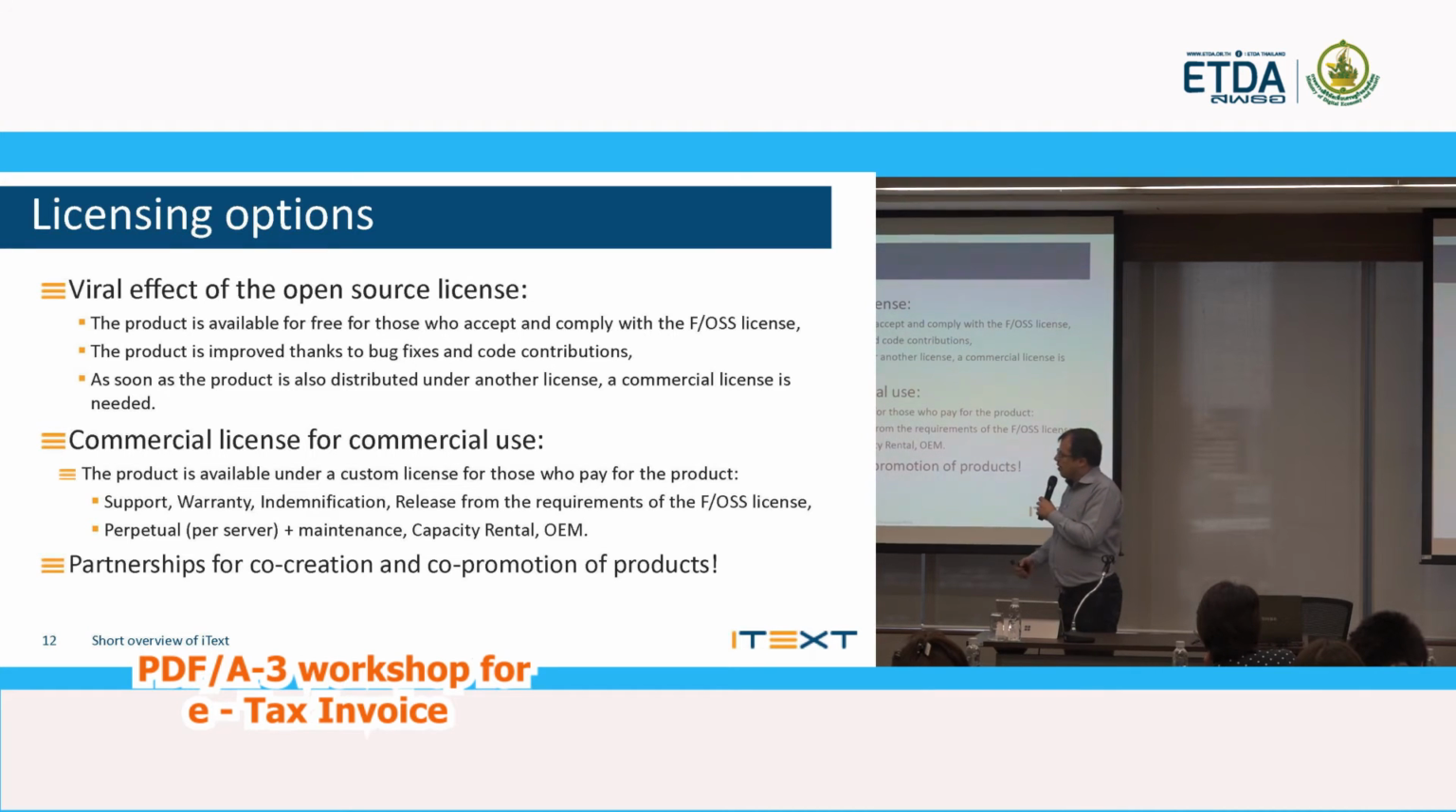And then we also have OEM. If you build your own application and you distribute that application to your customers, then for every application that you sell, you pay a small portion to iText. So those are two methods. One, you are not a customer, but you are an open source developer. Two, you are a company that makes commercial use of iText, and you are an iText customer. The third way of using iText is in partnership.